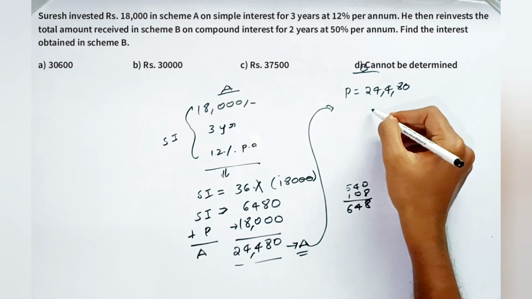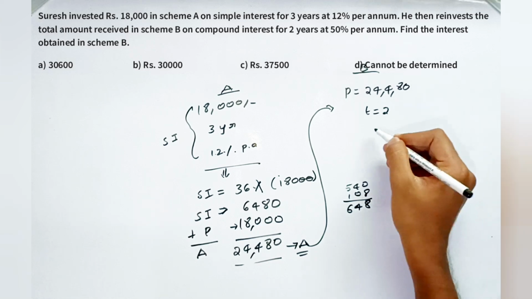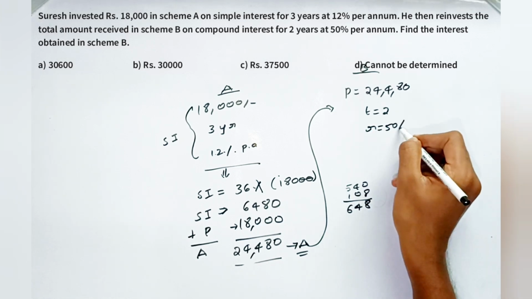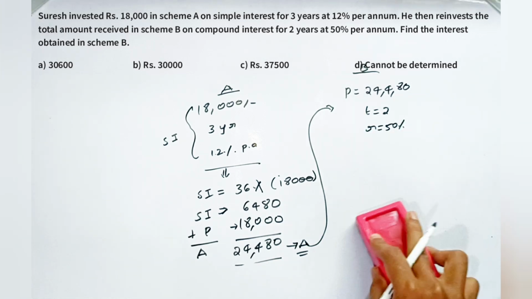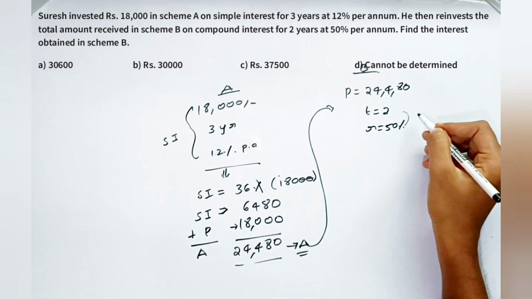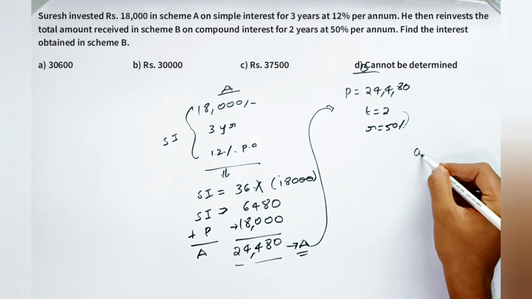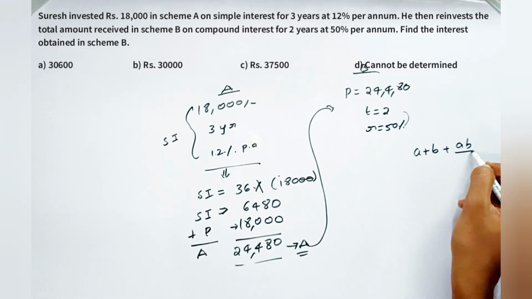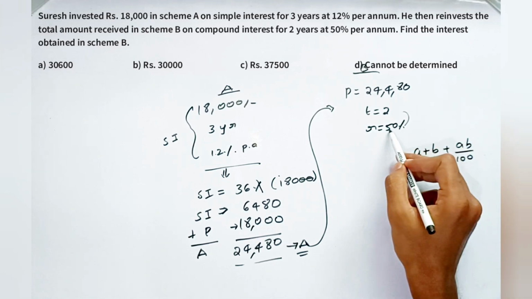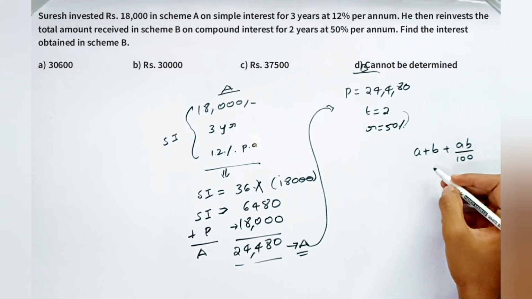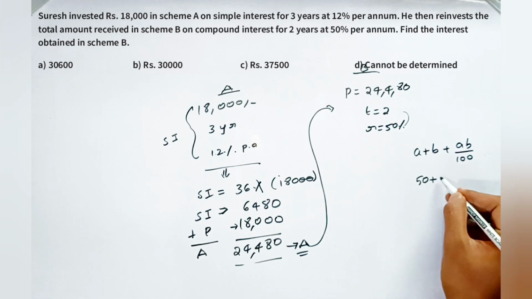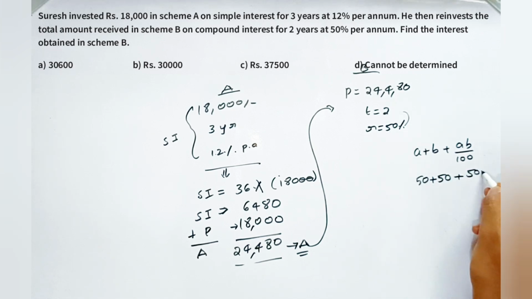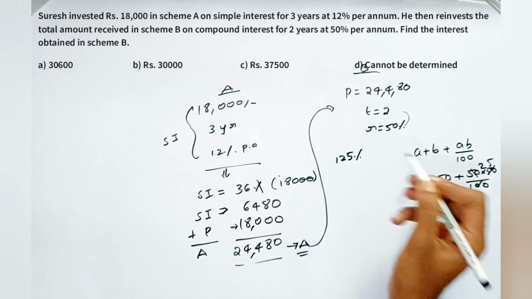It is given that the time would be 2 years, and the rate is 50% per annum, and we have to calculate the compound interest. So we know that the effective rate of interest for 2 years is a plus b plus ab by 100. Here the rate is 50% for each of the 2 years. So 50 plus 50 is 100, and 50 into 50 by 100 is 25, so the effective rate is 125%.